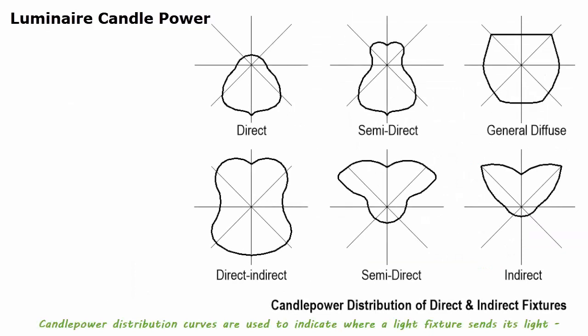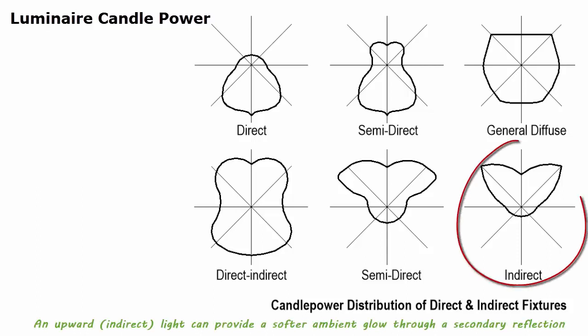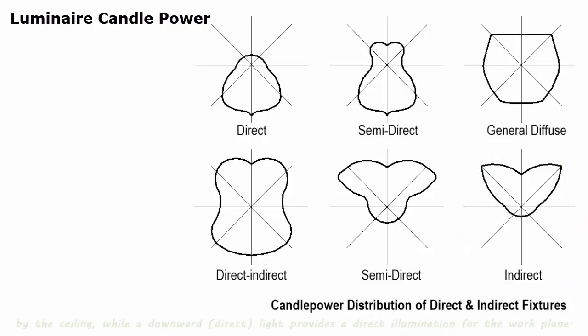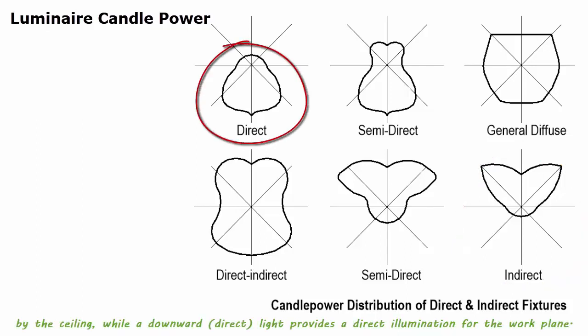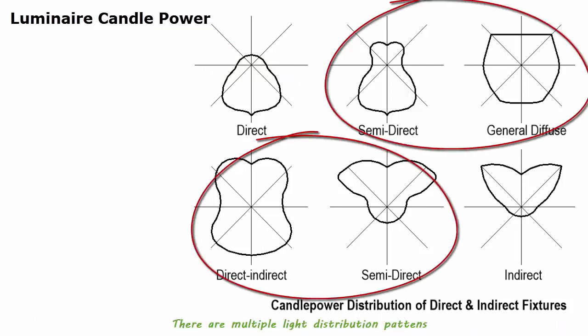Candle power distribution curves are used to indicate where a light fixture sends its light, upward, downward, or both. An upward, indirect light can provide a softer ambient glow through a secondary reflection by the ceiling, while a downward, direct light provides direct illumination for the workplane. There are multiple light distribution patterns in between the direct and indirect lights for various applications.